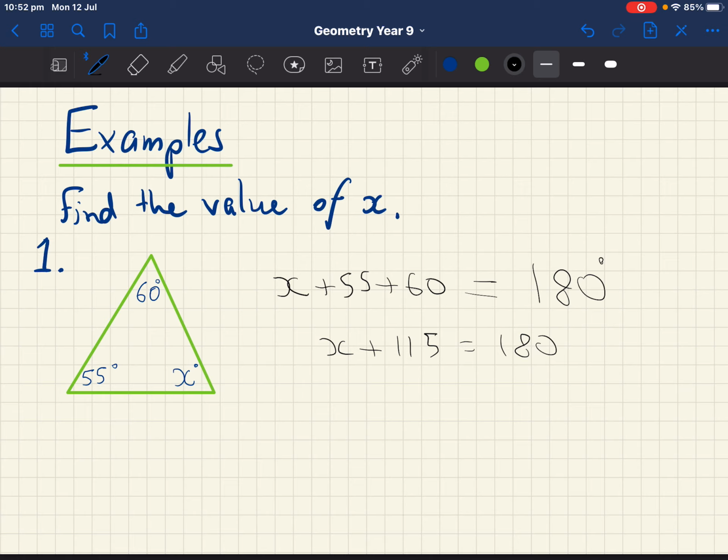And now that we've simplified our equation, we're then going to solve it. And you solve it just like you did in the previous topic. We've got a plus 115 here we want to get rid of, so we can work out what x is equal to. How do you get rid of a plus 115? We're going to minus. So we've got 180, take away 115, and you're going to end up with your answer of 65 degrees, right? So we use geometry to create the equation.